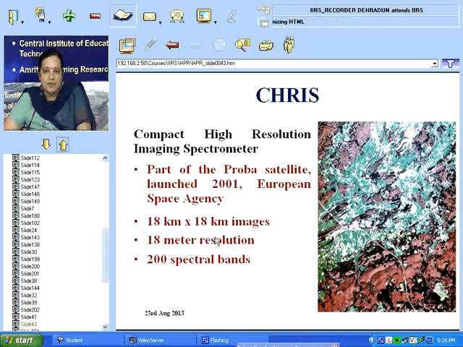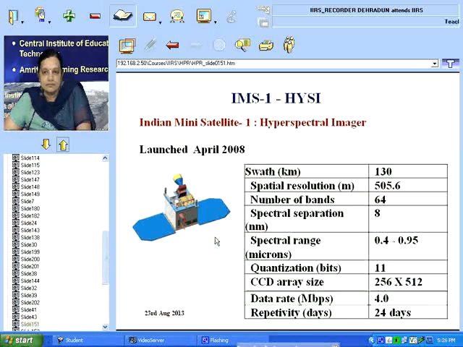This is an example of the CHRIS sensor on board the Proba satellite, with 18 by 18 kilometer images with 18 meter resolution and 200 spectral bands. The Indian Mini Satellite sensor had 64 bands with a spatial resolution of 500 meters, and the spectral range from 0.4 to 0.95.